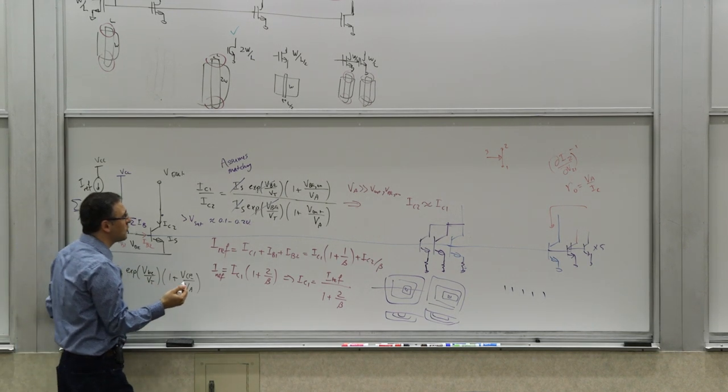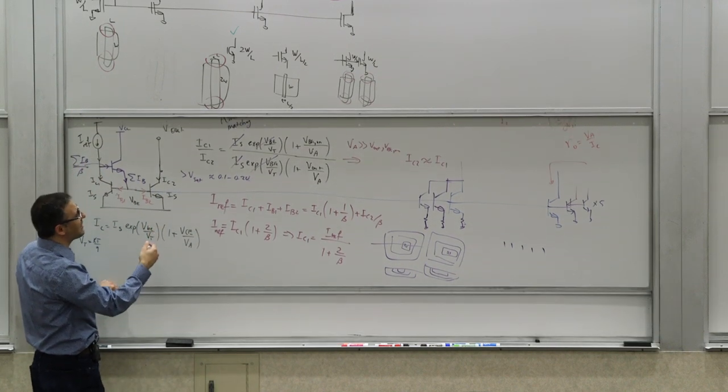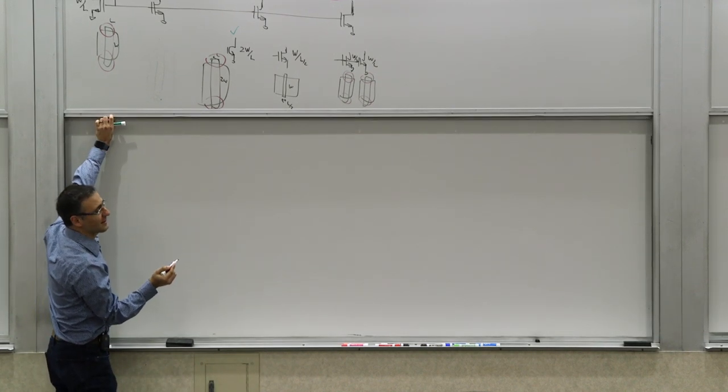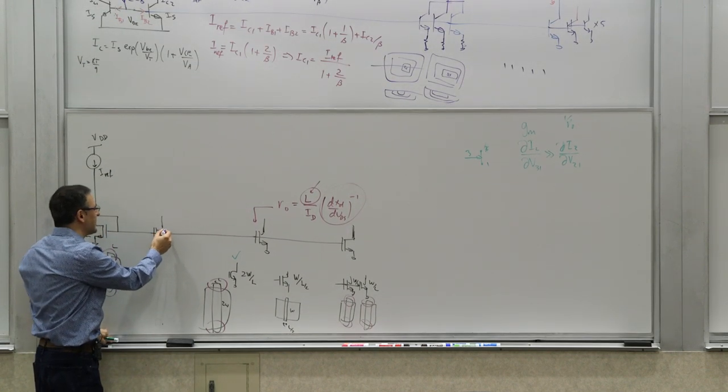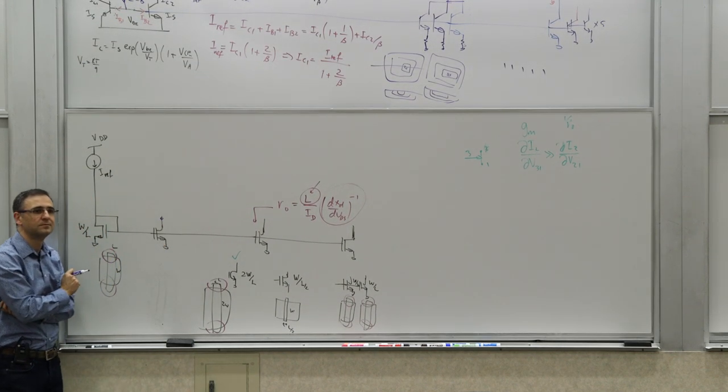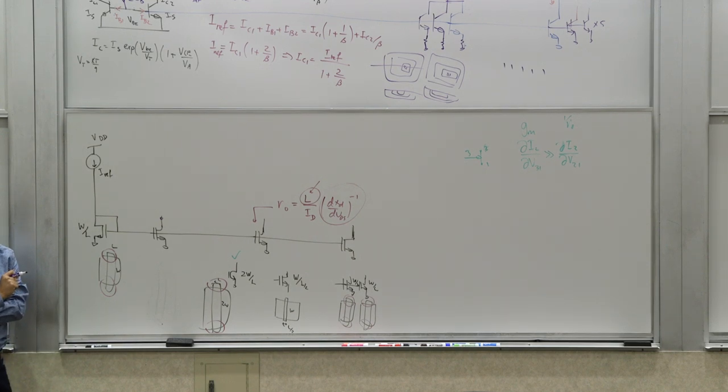And the same thing is true, by the way, in the complementary branches, which I'll talk about in a second. But how about here? What is the lowest this voltage can go? What is the minimum that this can be before you leave the pinch-off region and enter the triode region?